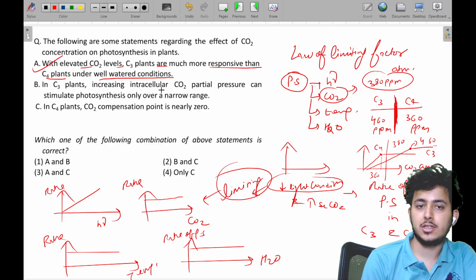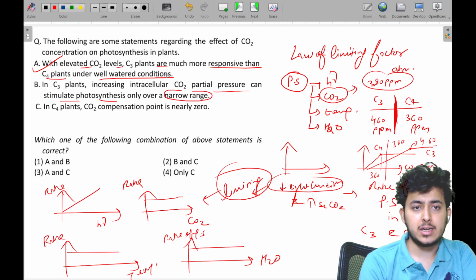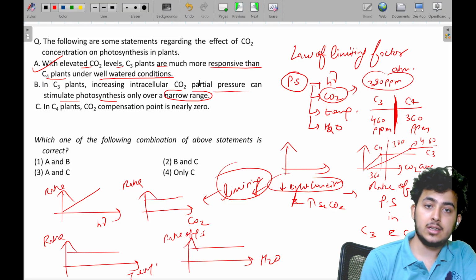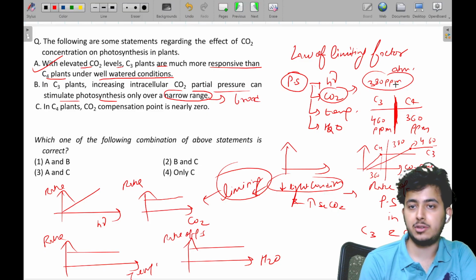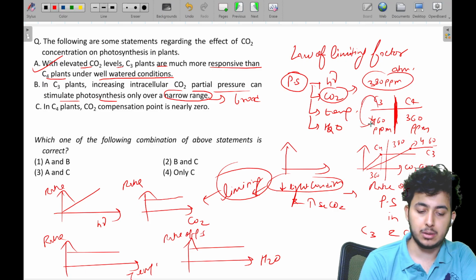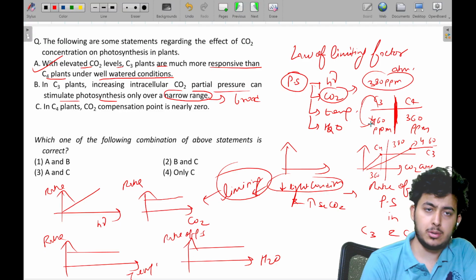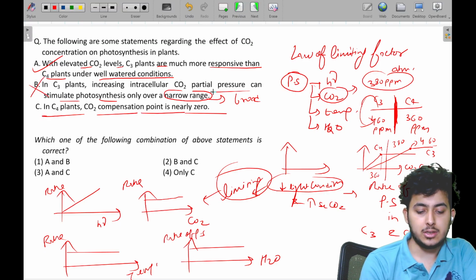Next statement: In C3 plants, increasing intercellular CO2 partial pressure can stimulate photosynthesis only over a narrow range. So in C3 plants, if you increase the CO2, are you able to increase photosynthesis? The range is not narrow, it is a broad range because there is a good difference between 380 ppm and 460 ppm. So they respond over a broad range of carbon dioxide, so this is wrong.